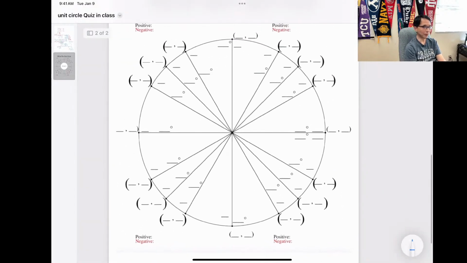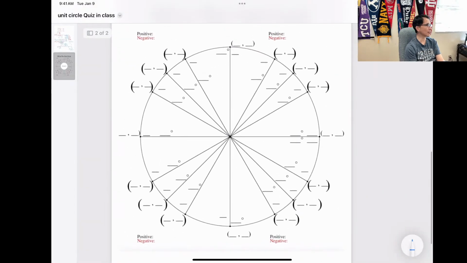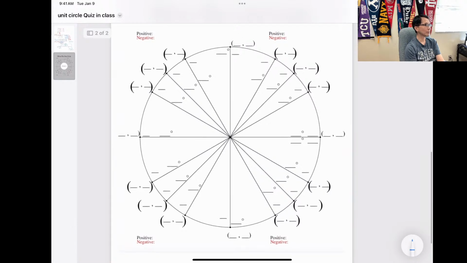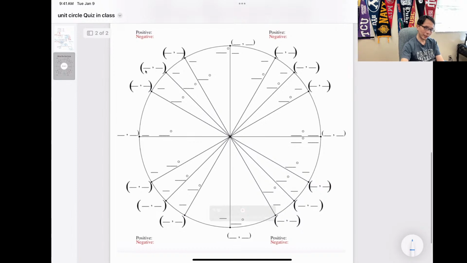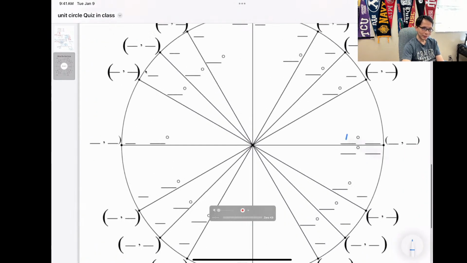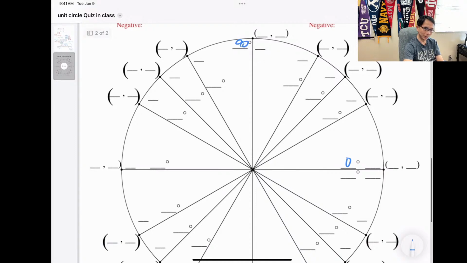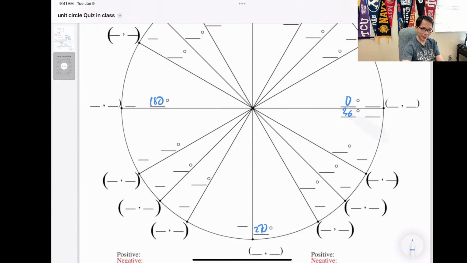Unit circle. You should get this done in like 7 minutes. Do I need to go over this or no? No, please. All right. Speed run. 0, 90, 180, 360.